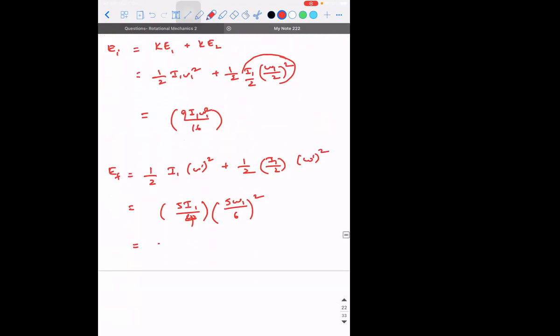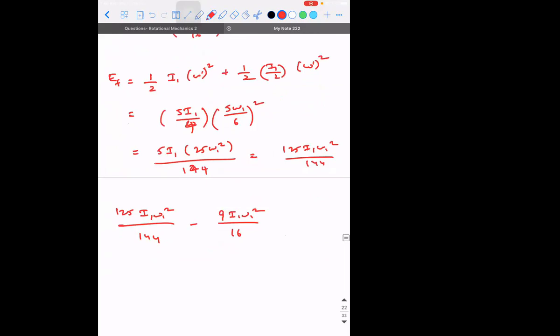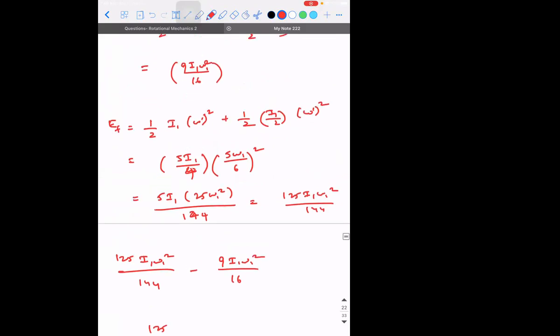So here what is the answer? 5 I1 into 25 omega 1 square divided by 4 into 36 is 144. So it is going to be 125 I1 omega square divided by 144. So E final minus E initial is 125 I1 omega square divided by 144 minus 9 I1 omega square divided by 16. So LCM is 144. So 125 minus 81 is how much? 44. But how am I getting a positive value? That's not possible. Wait, is there any mistake?